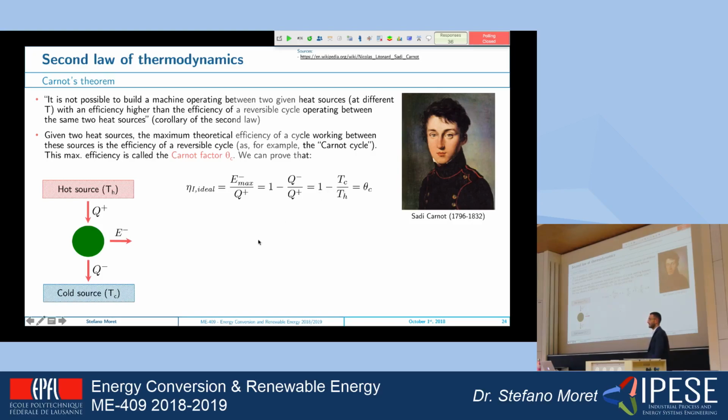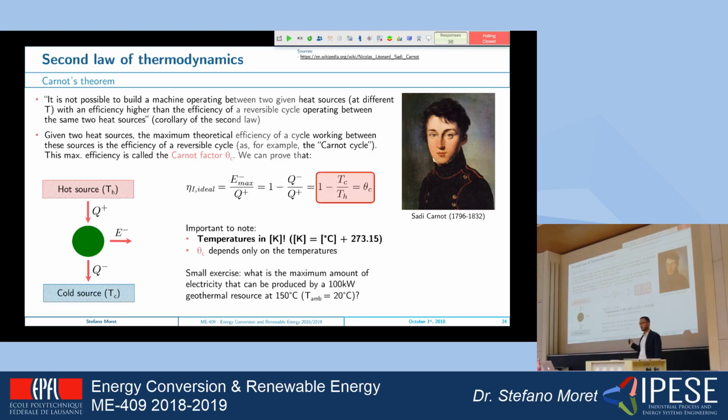So it's 1 minus the cold temperature divided by the hot temperature. This is what is called the Carnot factor, and it's very important because it allows us to calculate the maximum theoretical efficiency that we can obtain from a cycle. Two important notes about this equation. The temperatures in this equation are in Kelvin. So if you use this equation with degrees Celsius, you will be wrong. And it is a very powerful equation because it depends only on the temperature. So if we have any two heat sources at two different temperatures and we want to calculate the maximum efficiency, we have to use this formula.